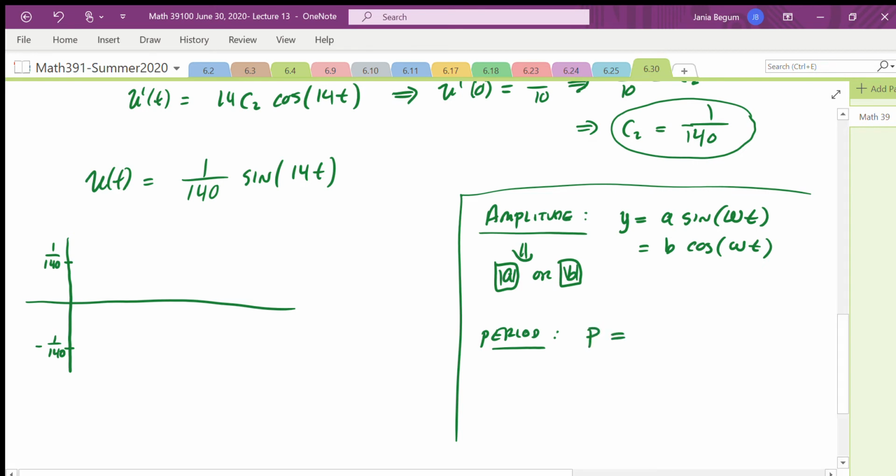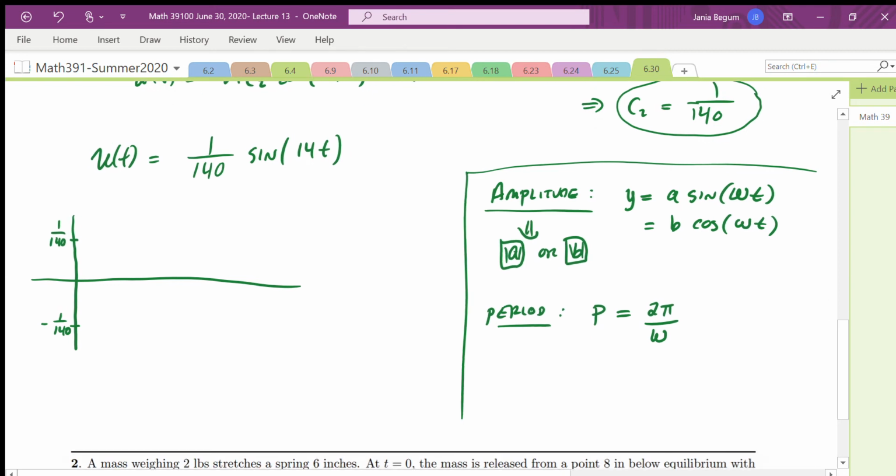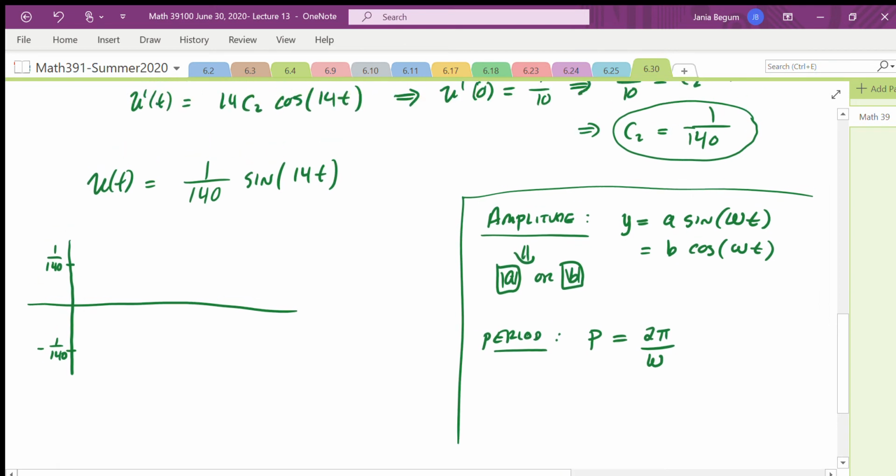So if you recall, for any sine or cosine curve, period is 2 pi over omega. Omega is the value that's right inside the argument. So in this problem, what's the period? So we have 2 pi over 14, because our omega is 14. So that's going to be pi over, pi over what? 7? Yep. So that would be the period. So Liana, yep, that's correct.